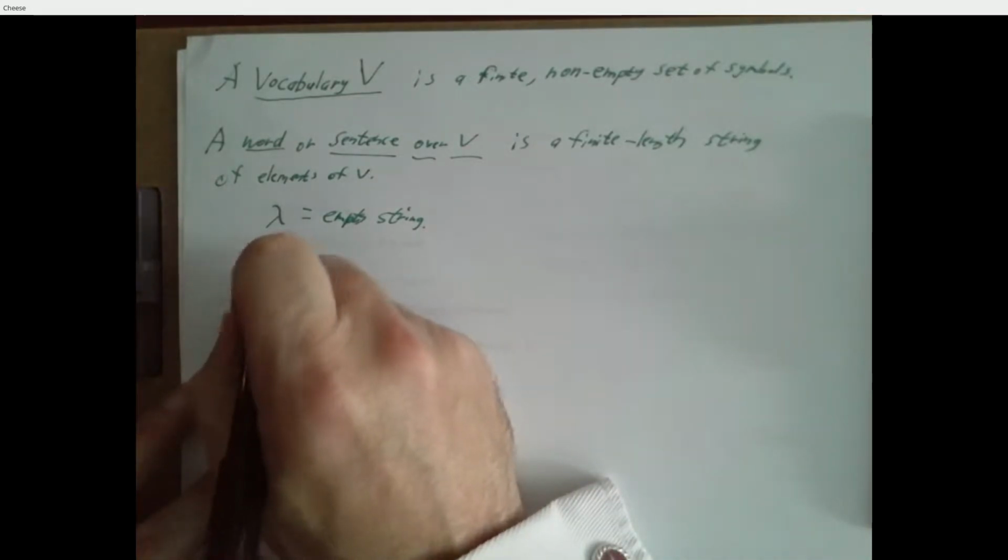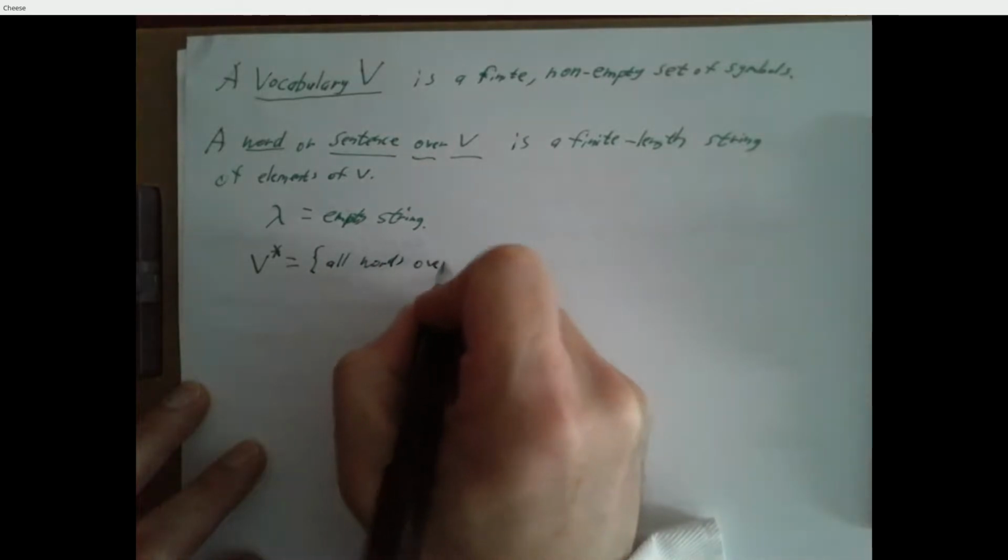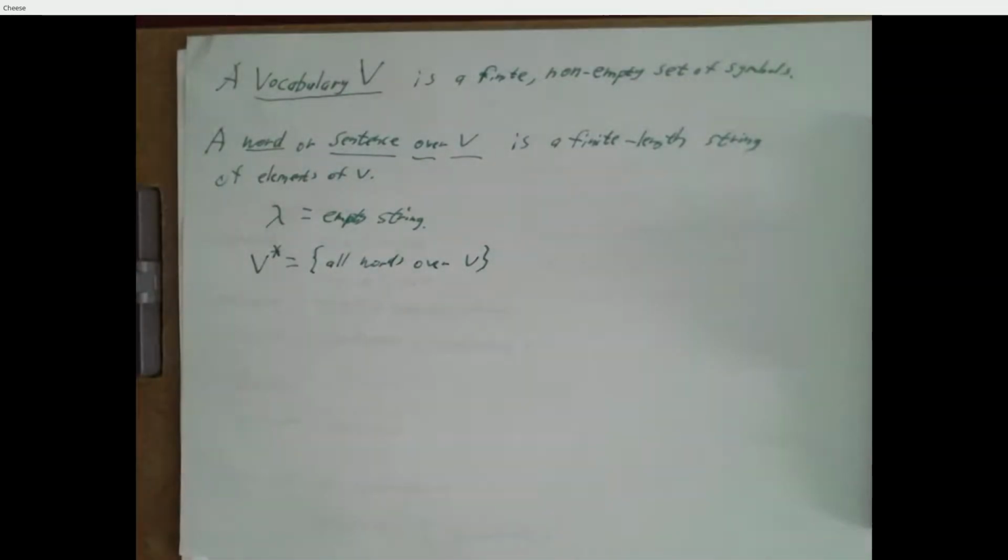Okay, so now the good stuff. V star is the set of all words over V. So it's the collection of all possible combinations of finite length of symbols from your vocabulary. So imagine your vocabulary is just the letters A through Z. Okay, a word over V would be just some finite length collection of those symbols. So take any collection of those letters and put them side by side, you've got a word over that vocabulary. And then V star is the set of all possible words. So it's an infinite set, but each thing in that set has finite length. Okay. So V star is a really, really big set.